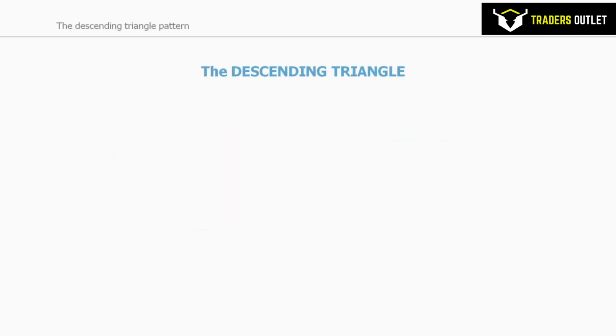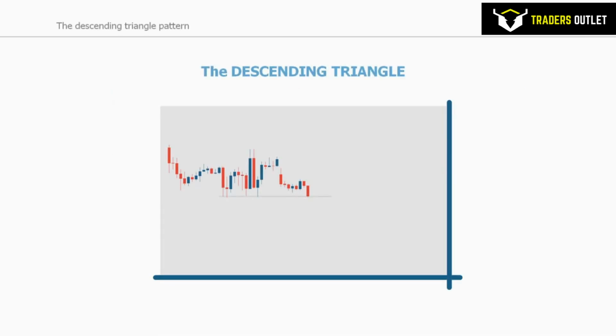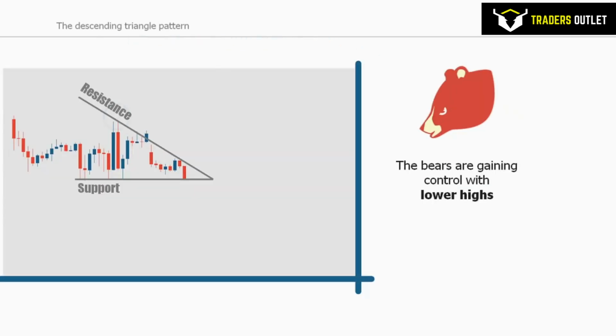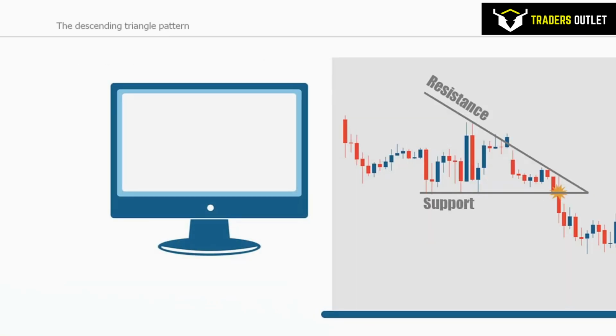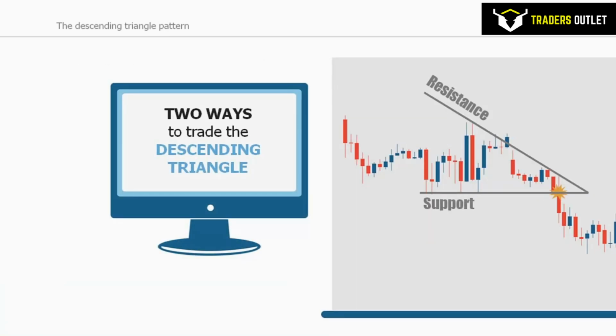The descending triangle is a price pattern made up of two trend lines, a flat lower trend line which acts as support and an upper down-sloping trend line which acts as resistance. The pattern can indicate that the bears are gaining control with lower highs and weakening support, leading to a possible breakout to the downside. In this video, we will show you two ways you can trade the descending triangle.